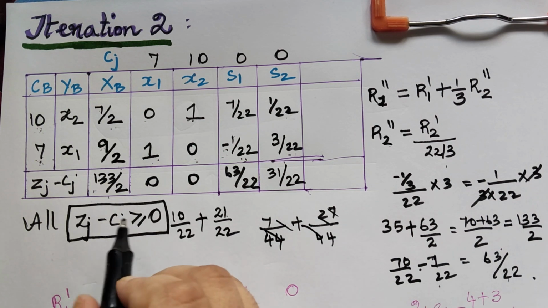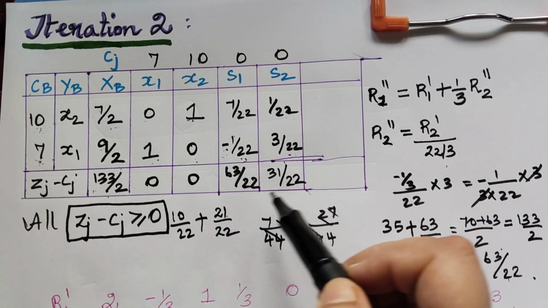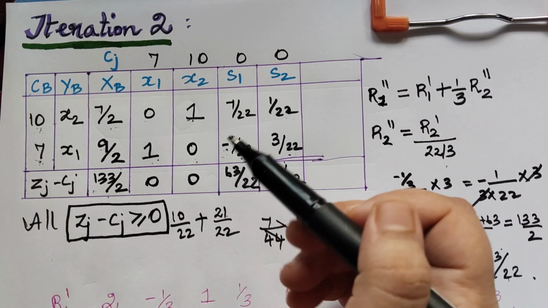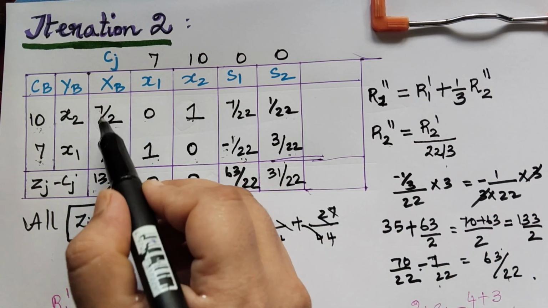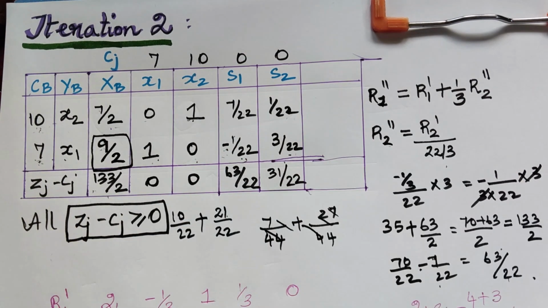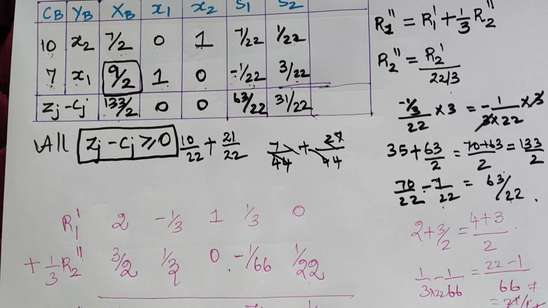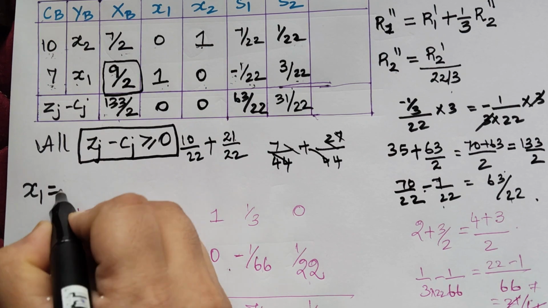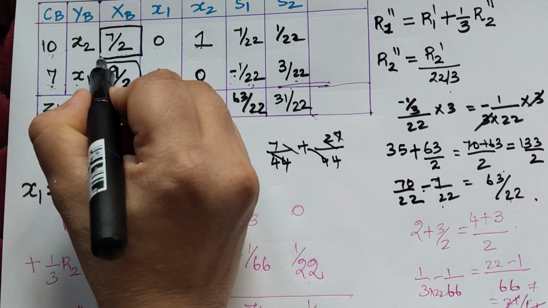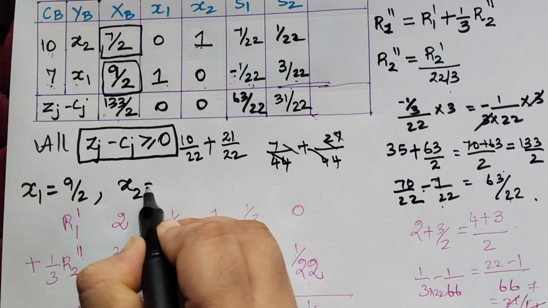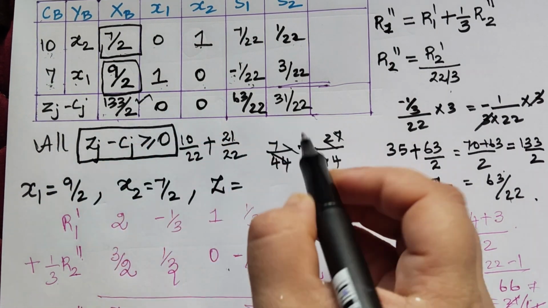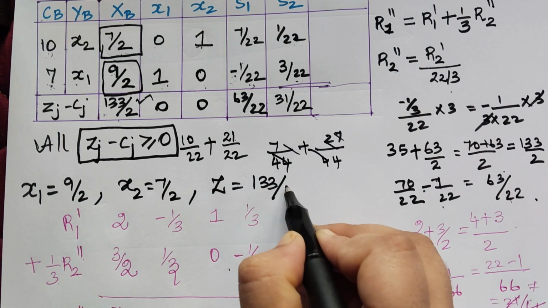So we see that all zj minus cj is greater than or equal to 0, and hence the optimum solution is obtained. From the solution space we see that the value of x1 is 9 by 2. So the value of x1 is equal to 9 by 2. What is the value of x2? It is 7 by 2. So x2 is equal to 7 by 2. And the value of z is 133 divided by 2.